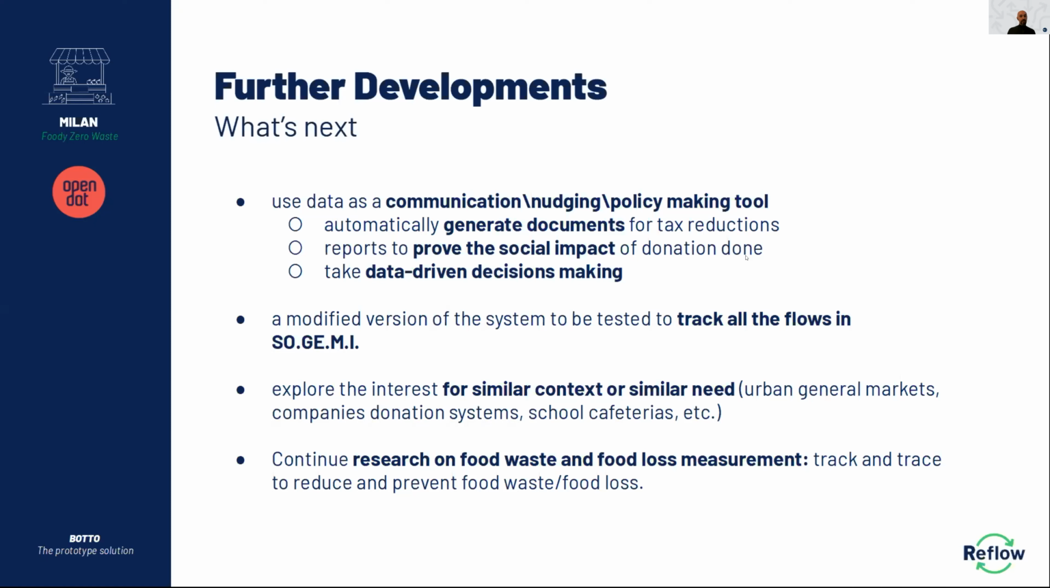So what are the next steps in this? Well, we realized that when you start to show data, you can really push the creation of new policies or use them as a communication tool. So we really want to see the evolution of a law that is already in place in Milan, about tax reduction for donations, but it's being slowed down by the paperwork connected to it. For the associations, it's important to prove the impact that they are making, and this again comes from the data that they collect. And SOGEMI can finally take decisions that are based on the data and not just on a vague perception of what was going on.